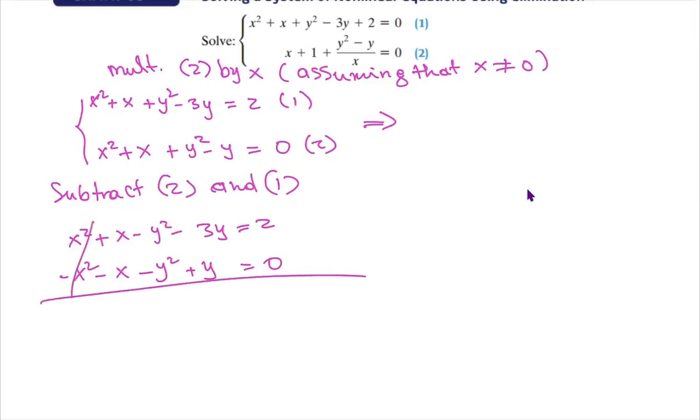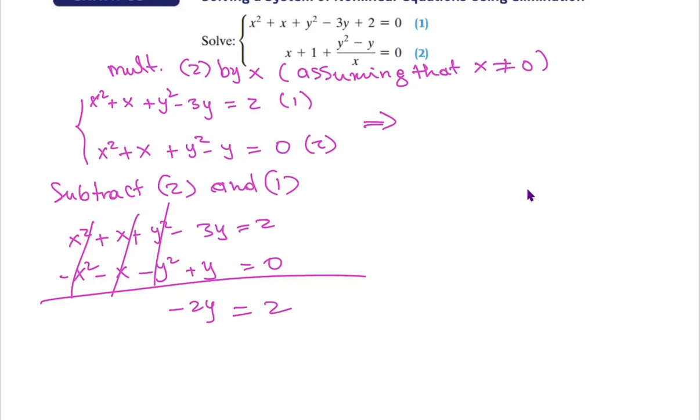So that cancels the x squared, that cancels the x, and then that was a plus, right? So that cancels the y squared as well. That's from equation 1, it's a plus. So that cancels the y squared. We automatically stay with -2y equals +2.